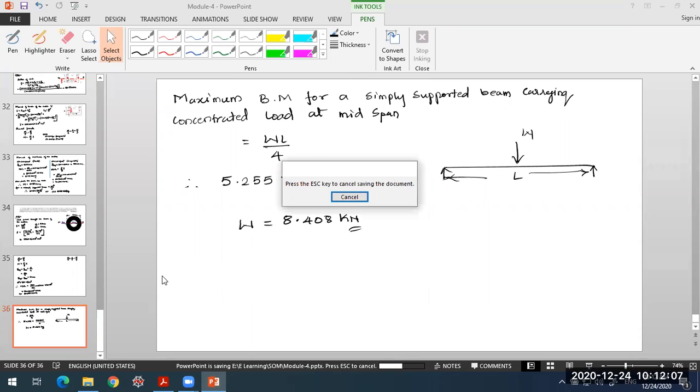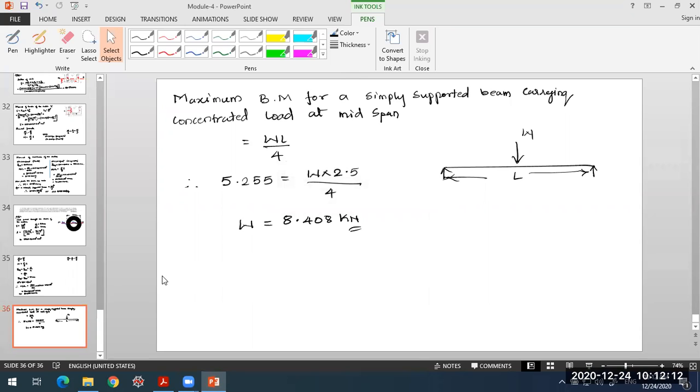These were the three problems we have taken up from our previous examination question first.